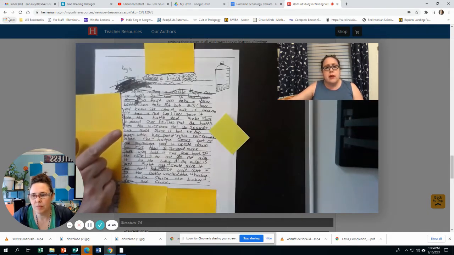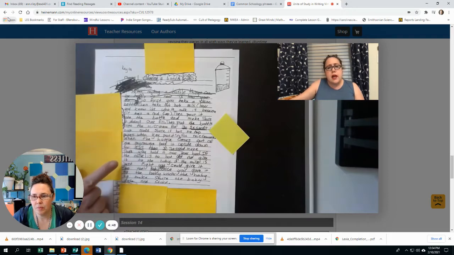When the bottle comes out of the microwave, hold it upside down for less than a second to make sure you hold it over your hand. If the milk is too hot, do not give it to the baby. If the milk is just right, you could give it to the baby.